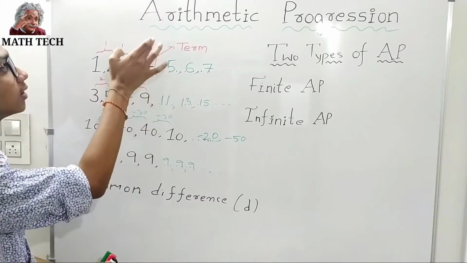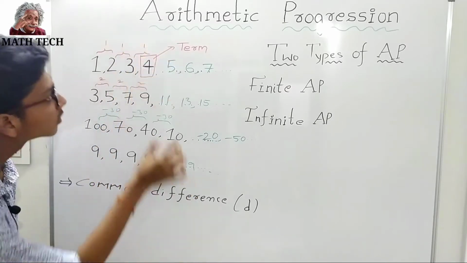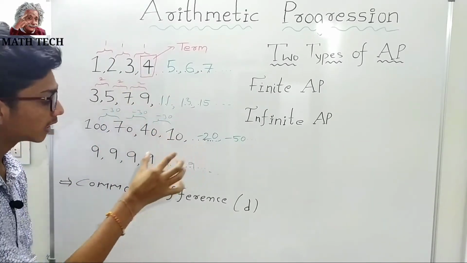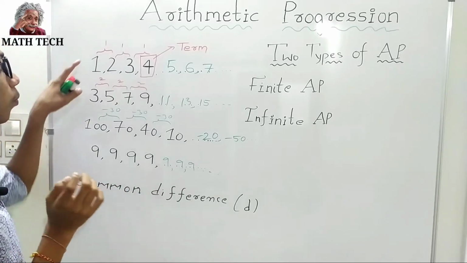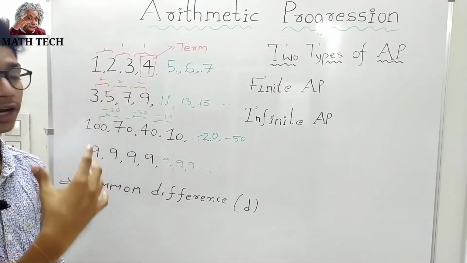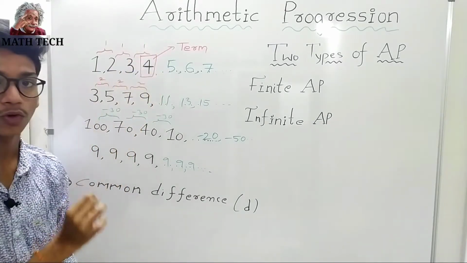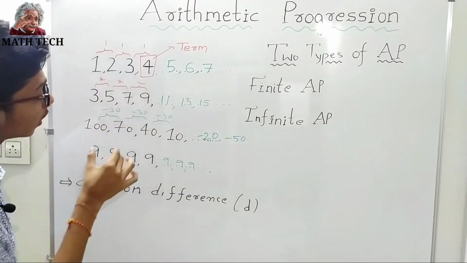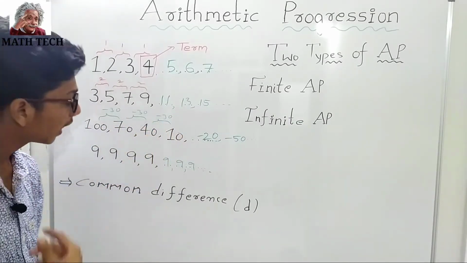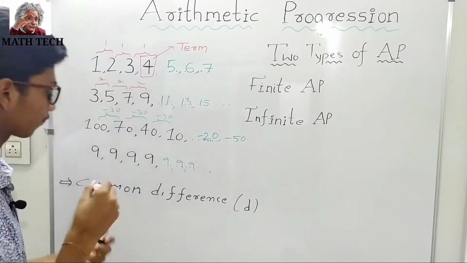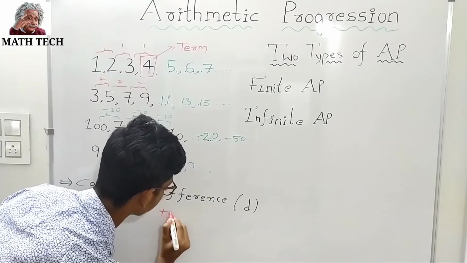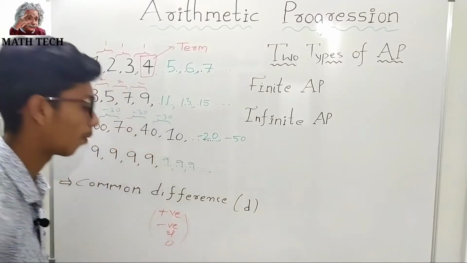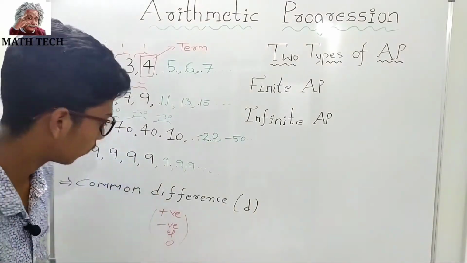In series 1 we can see the common difference is 1, in series 2 it is 2, in series 3 it is minus 30, and in series 4 it is 0. In both series 1 and 2, the common difference is positive, plus 1 and plus 2. In series 3 the common difference is minus 30, and in series 4 it is 0. So the common difference can be positive, negative or 0.